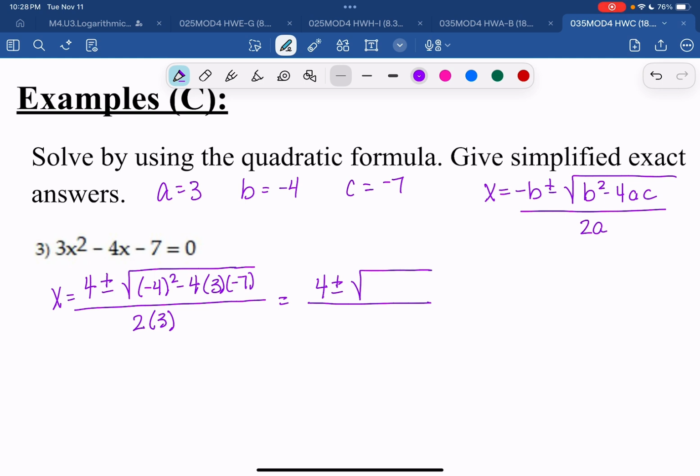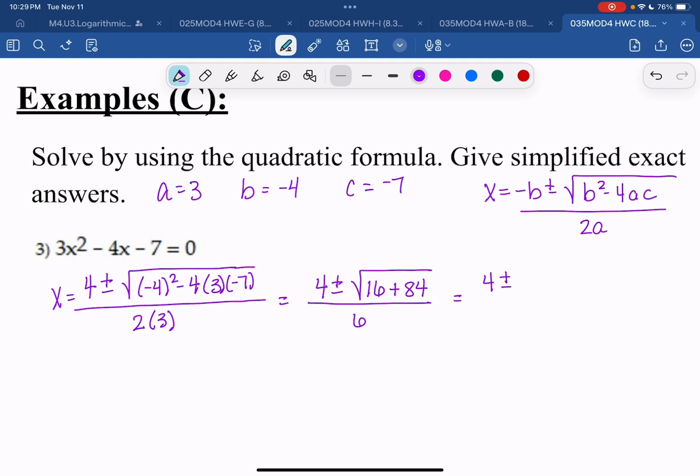Okay, so if we start to clean up the inside of that square root, we've got negative 4 squared. So that's going to give us a positive 16. Then I've got negative 4 times 3 times negative 7. So that's going to become plus 84. And it's all over 6.